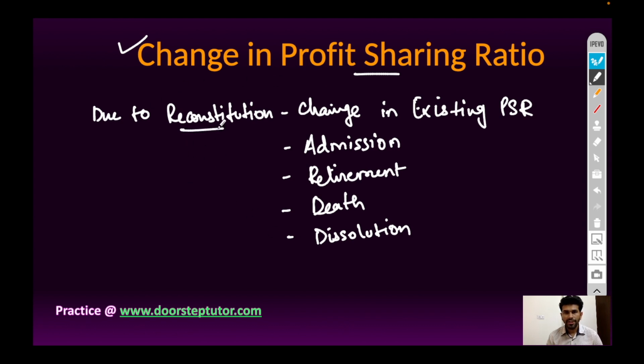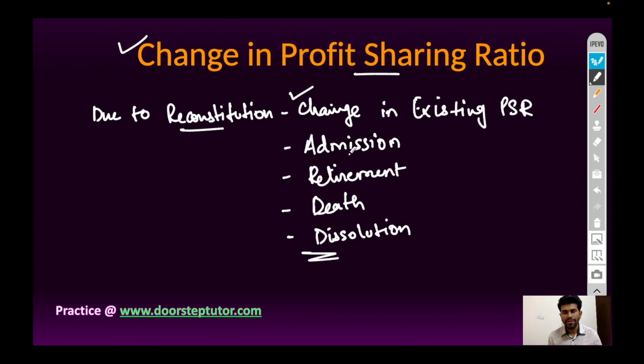Reconstitution means change in any of the conditions of a partnership firm. It may be due to change in existing relation among partners, that is, change in profit sharing ratio. It may be due to admission of a new partner, retirement of an old partner, or death of any partner, and at the time of dissolution of a business. Let's take each situation in detail.